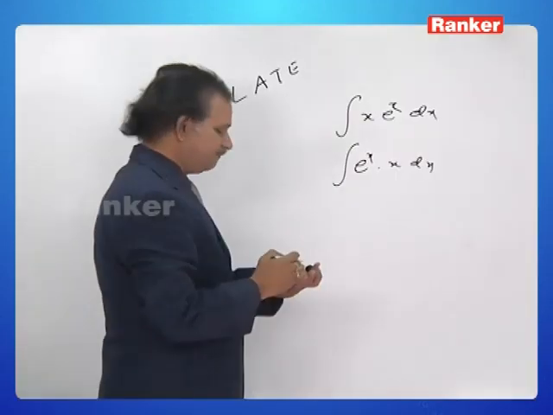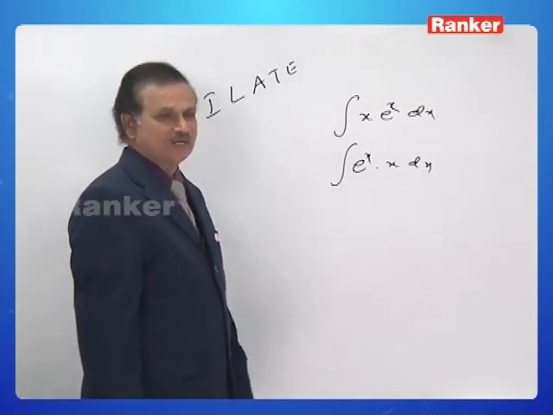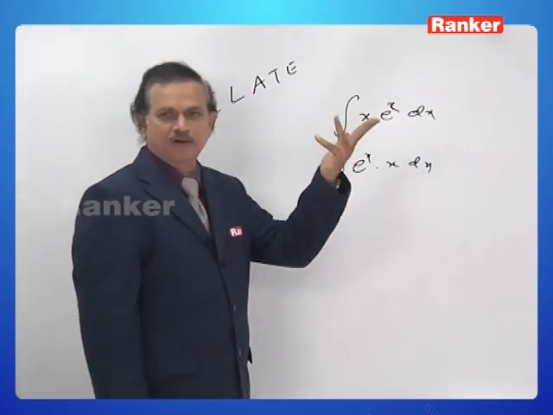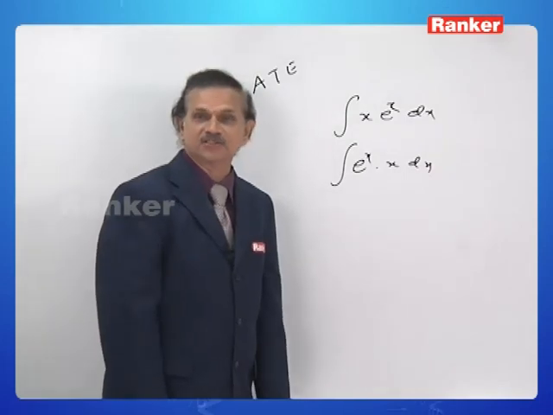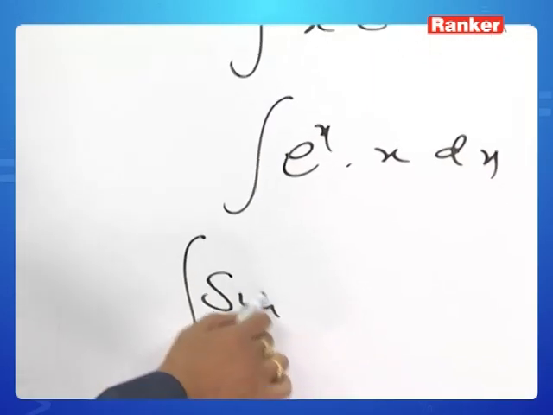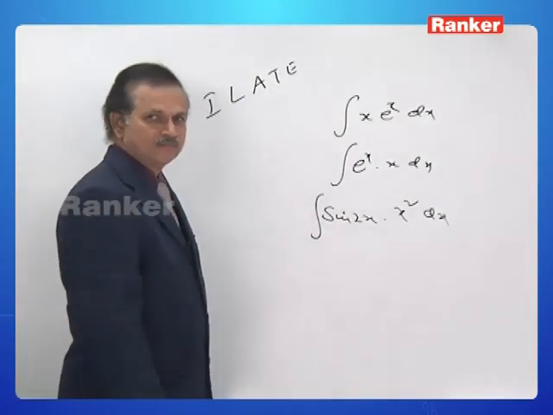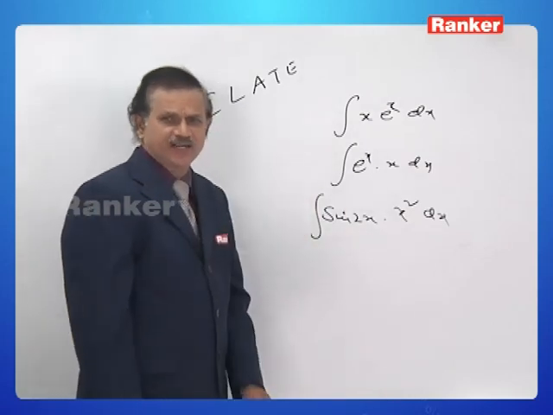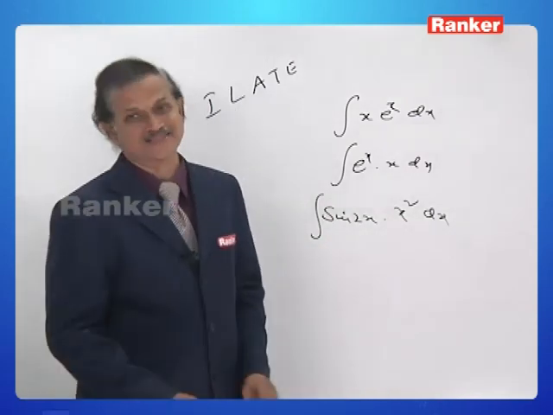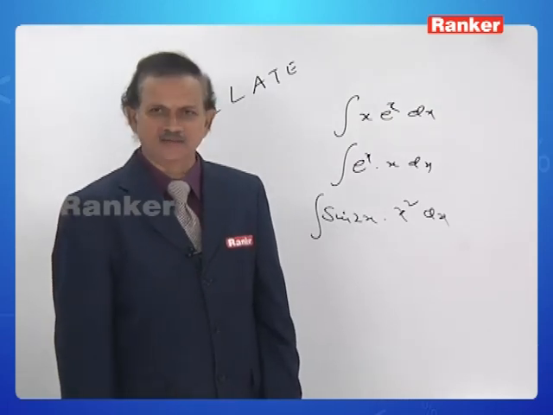What is that? If inverse trigonometric functions are there in the problem, they are to be preferred first. The next preference, logarithmic functions. Next preference, algebraic functions, that is polynomials. Next, trigonometric functions. E, exponential functions. Suppose there is sin 2x into x square. This is the given problem. Do you keep this as it is or do you change? A comes before T, first preference is algebraic. So x square into sin 2x you have to consider. Then only it will be easier.